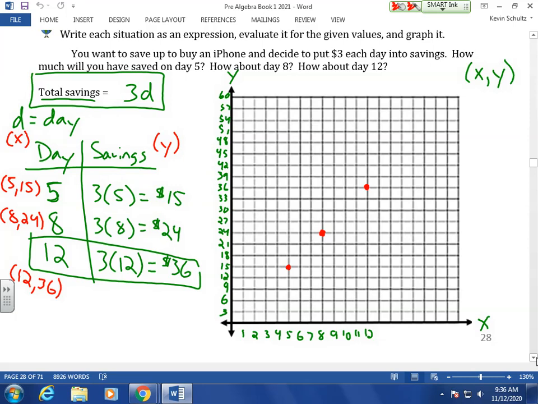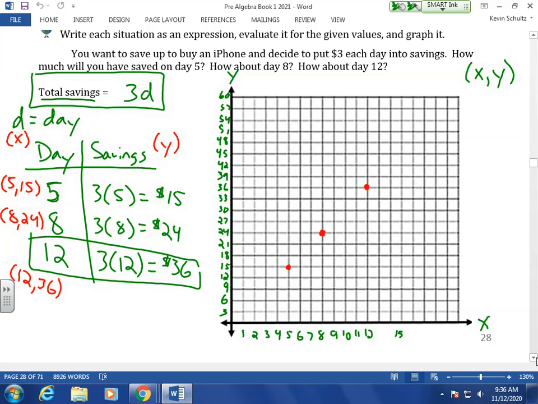So if I ask you, oh, I thought that was like someone's computer or something. Like, oh my gosh. If I ask you, how much will you have saved on day 15?